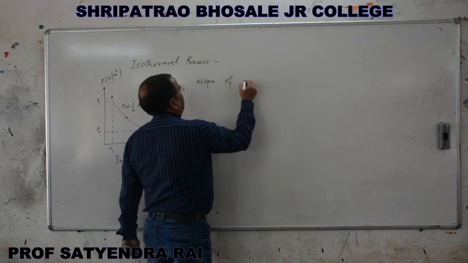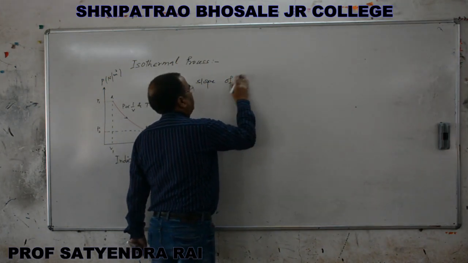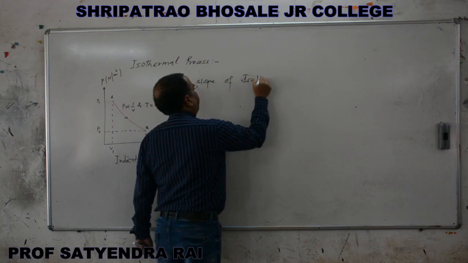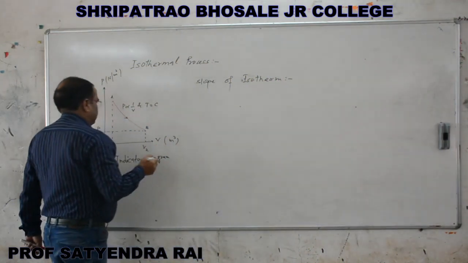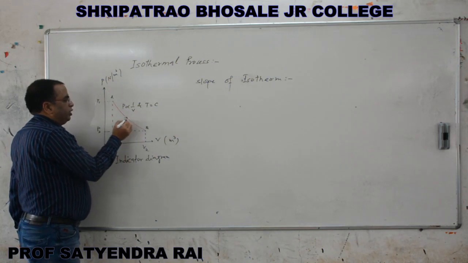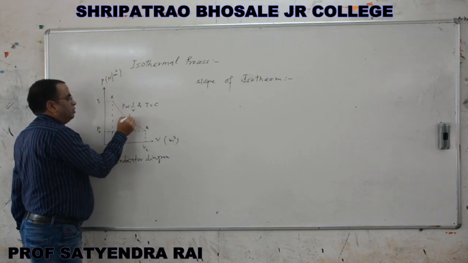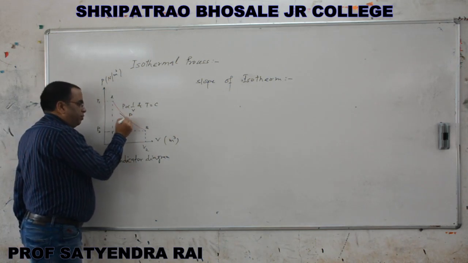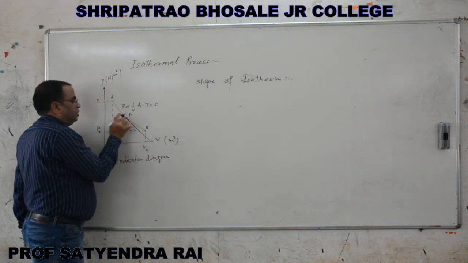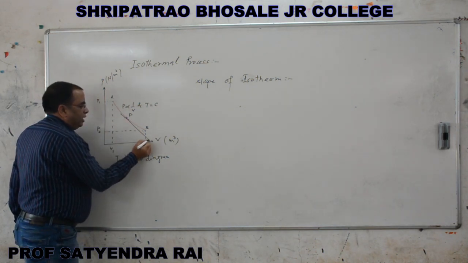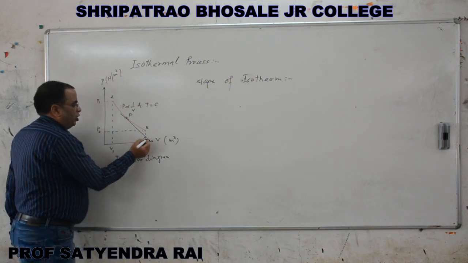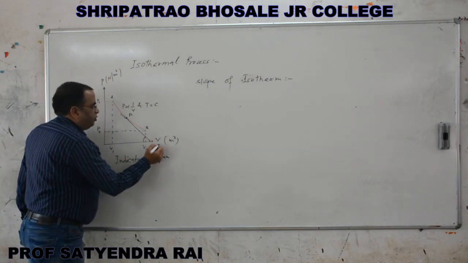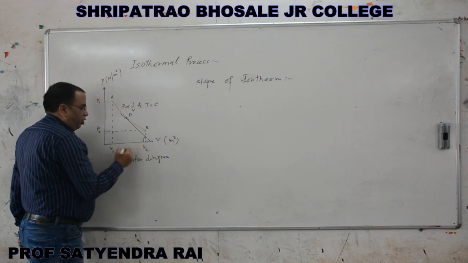Slope of an isothermal curve. Suppose we are trying to get the slope at any point P, we have to draw a tangent. This tangent, as you see, is making an acute angle with the negative side, or obtuse with the positive side, of the volume axis.